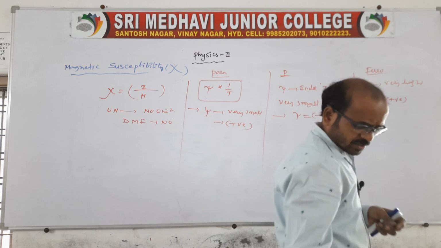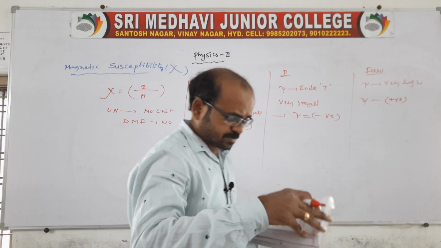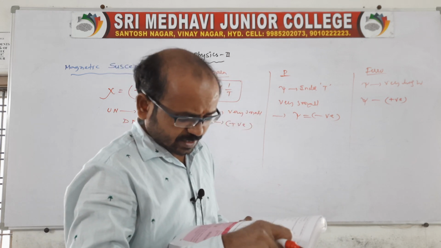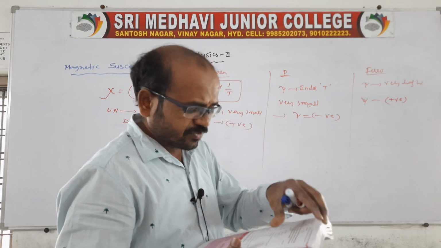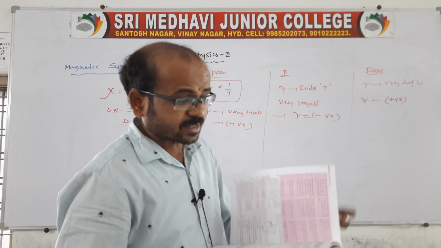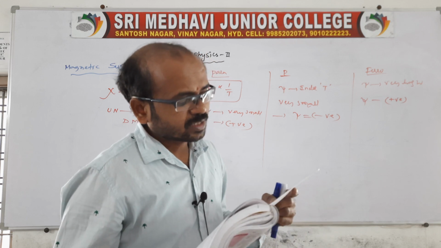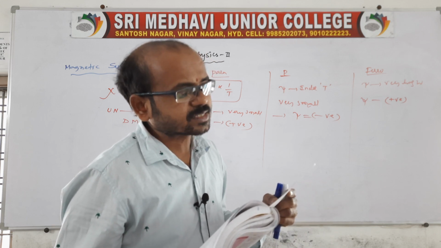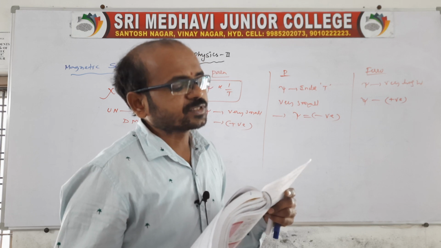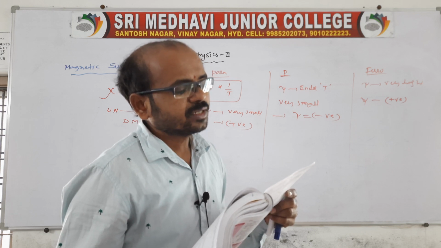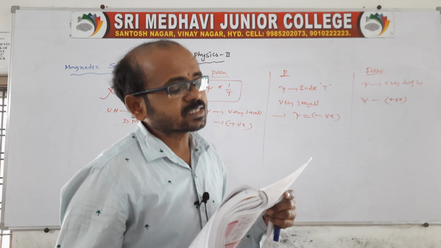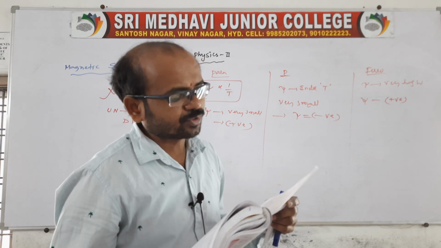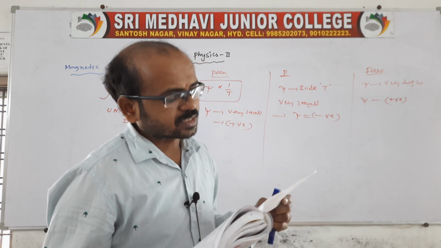Clear? And here, for ferromagnetic substances, we can say the substance is strongly attracted with the magnets. Ferromagnetic substances are attracted strongly in uniform as well as non-uniform magnetic fields also. You remember, it is very important.